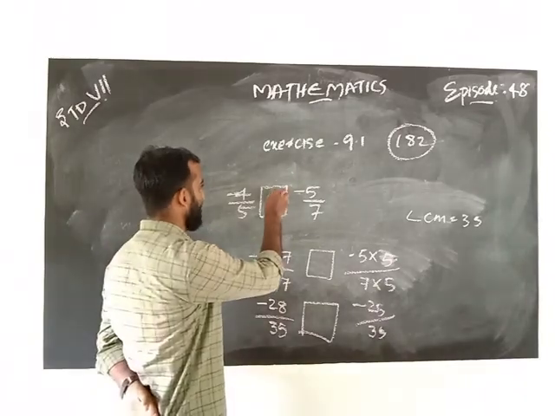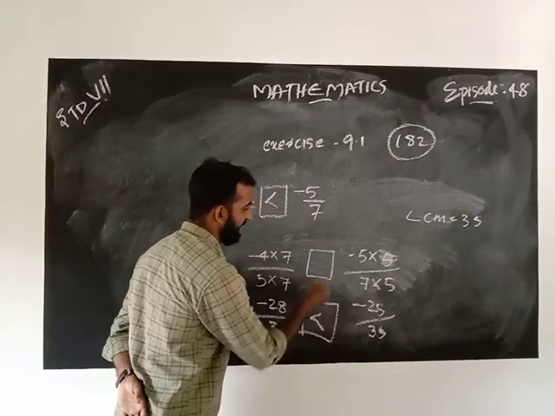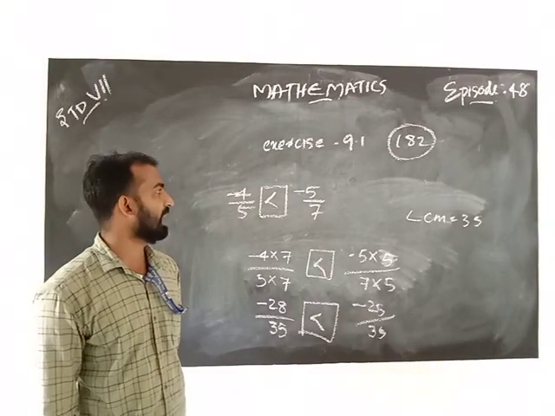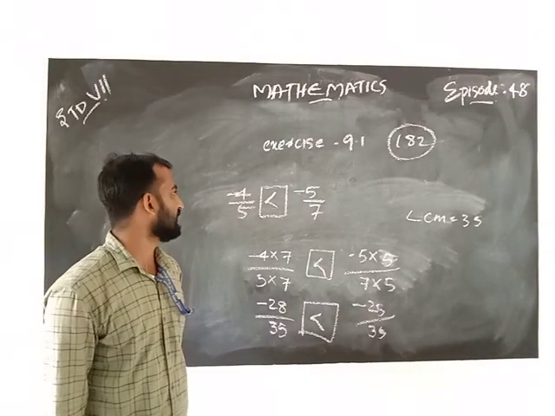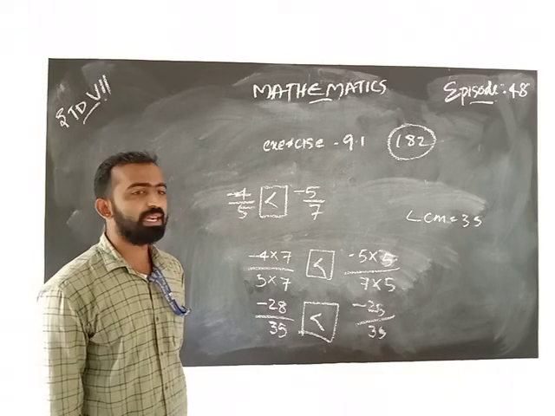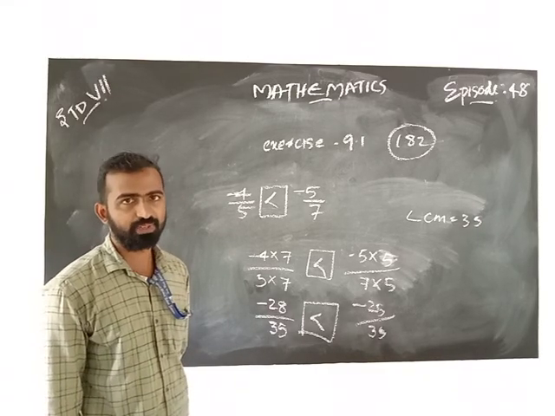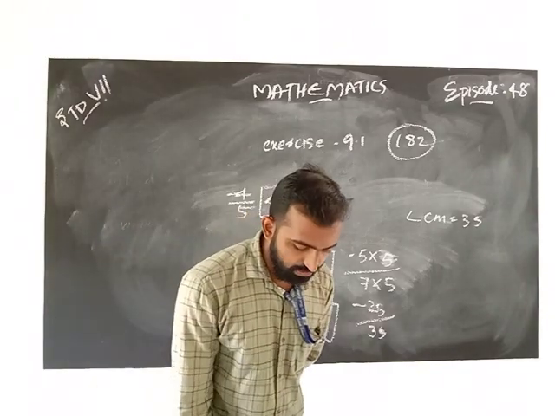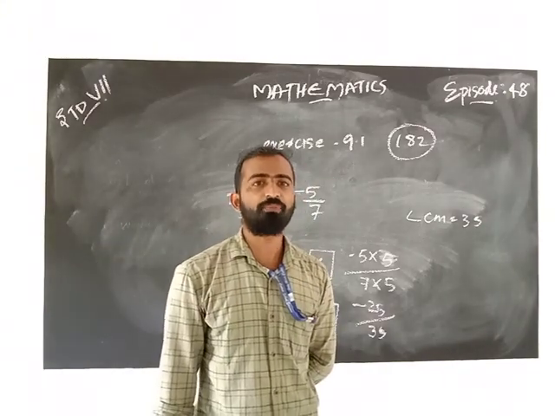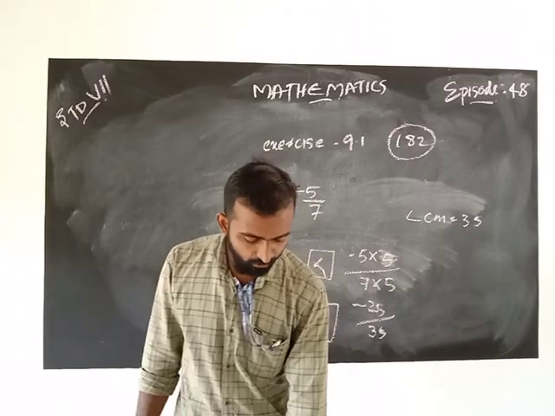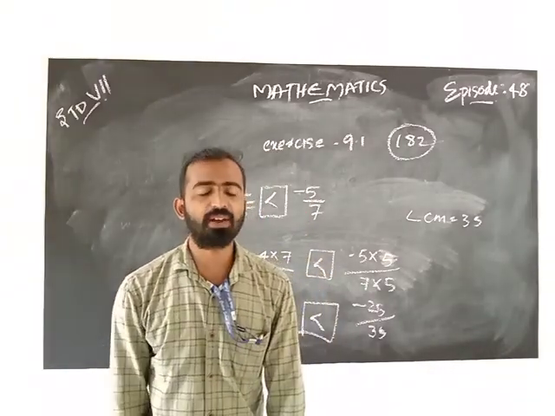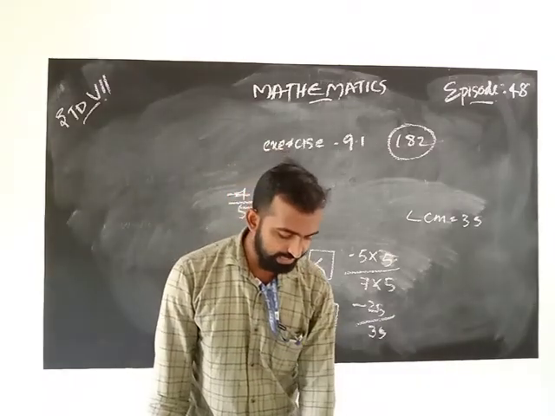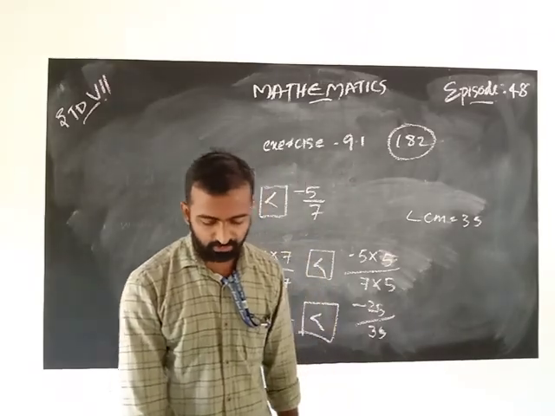That is negative 25. So we can say that negative 4 by 5 is less than negative 5 by 7. Negative 4 by 5 less than negative 5 by 7. Is it? Yes. Following like this, you can fill in the blanks. Third, fourth, fifth, sixth, seventh are for your homework. And the seventh question is, what is our seventh question?